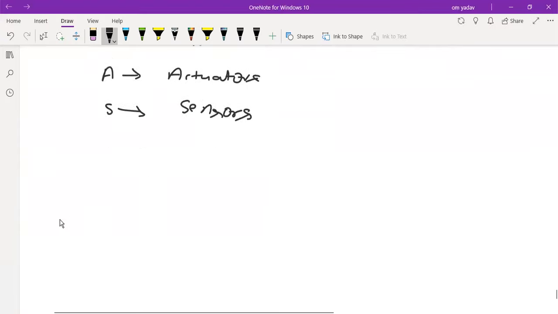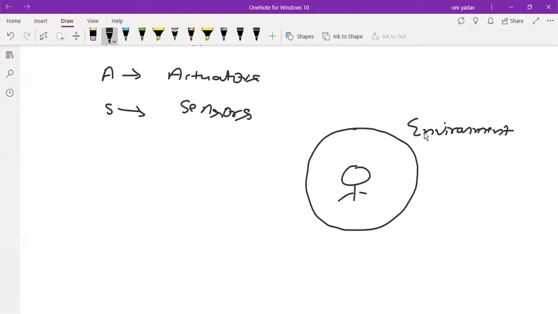So just see here, suppose there is one agent, and it is there in the environment. Okay, so this is the environment, right? So what do you mean by this environment? For example, you can consider an agent as anything which can perceive certain things from the environment and it can act on the environment. So depending on the perception, it will react to the environment.